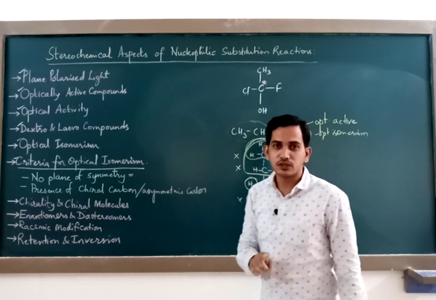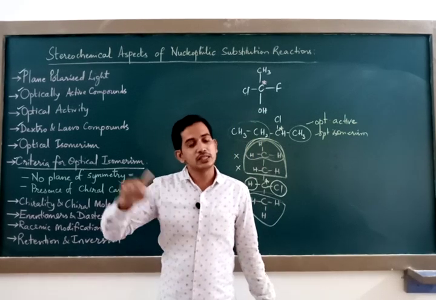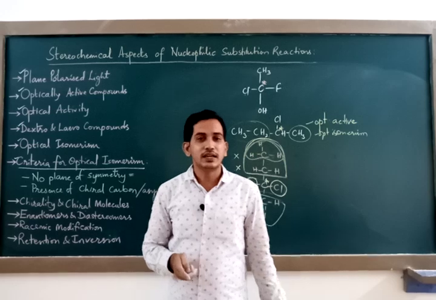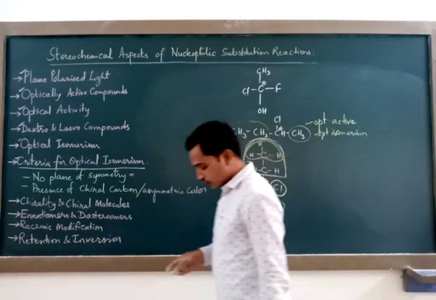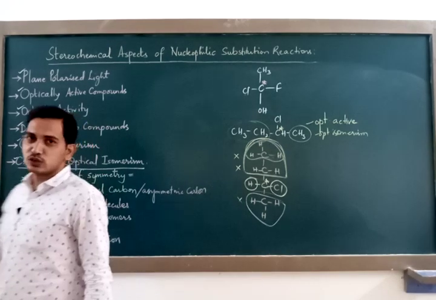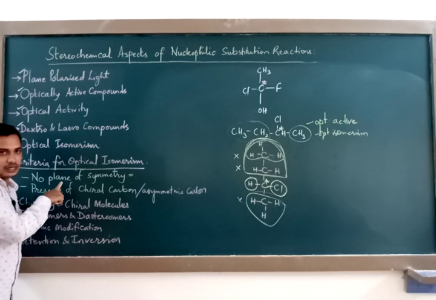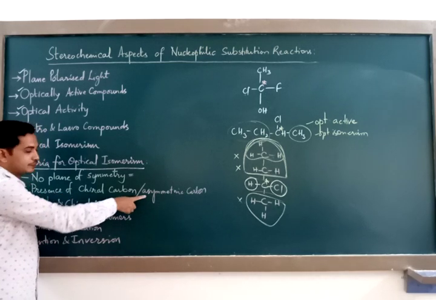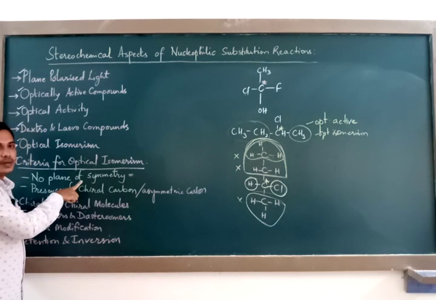Whether it shows optical isomerism? Yes. Whether it will show optical activity? Yes. Whether plane polarized light will come outside? Yes, it will come outside. Does it contain plane of symmetry? No, it does not contain plane of symmetry. So, what are the criteria for optical isomerism or optical activity? It should not contain plane of symmetry and it should contain chiral carbon or asymmetric carbon atom. If it contains asymmetric carbon atom, it will not contain plane of symmetry.